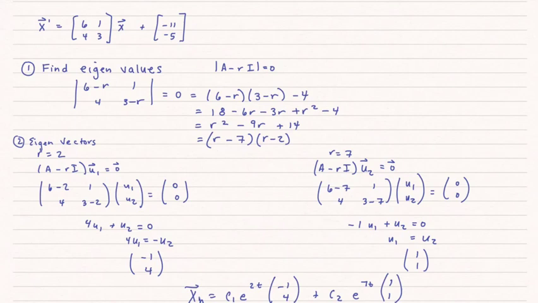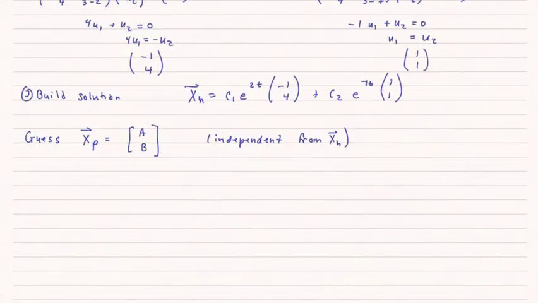So now let's look at our particular solution. Our particular solution just looks like constants. So what my XP guess is going to be is simply two constants. This is in fact independent from the homogeneous solution.